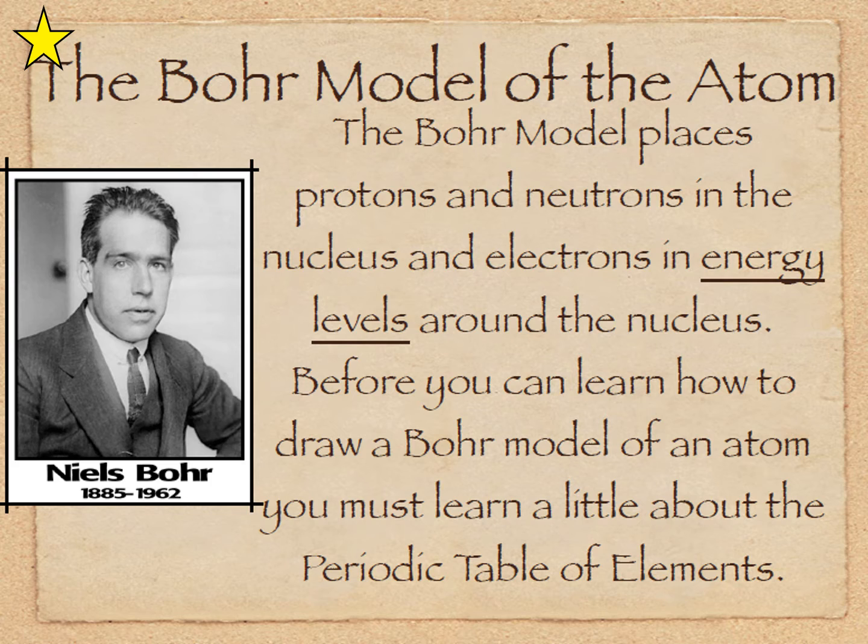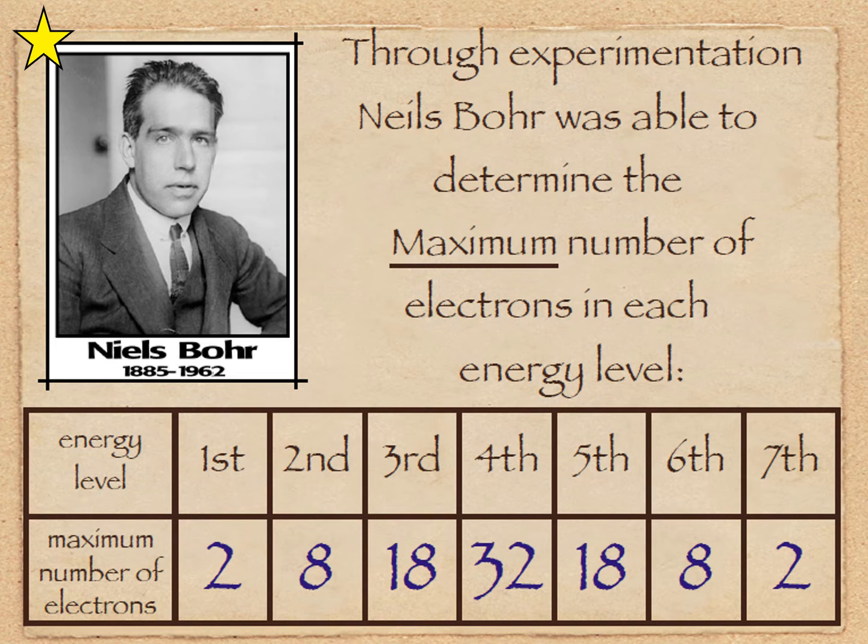So Bohr came up with his model that different numbers of electrons are in different energy levels around the nucleus. And basically it's helped us learn about the periodic table and its properties very nicely. Through experimentation, Bohr determined that the maximum number of electrons that can be held in each energy level is based on their size. So the first energy level holds 2 electrons, the second holds 8, the third holds 18, the fourth 32, and then back down from there: 18, 8, and 2.